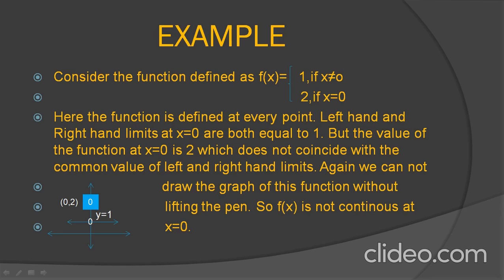x equal to 0 are equal, but the value of the function at x equal to 0 is 2, which does not coincide with the common value of the left and right hand limits. And also again we can see that we cannot draw the graph of this function without lifting the pen. Here also we cannot draw it continuously. So here also we conclude that f of x is not continuous at x equal to 0.